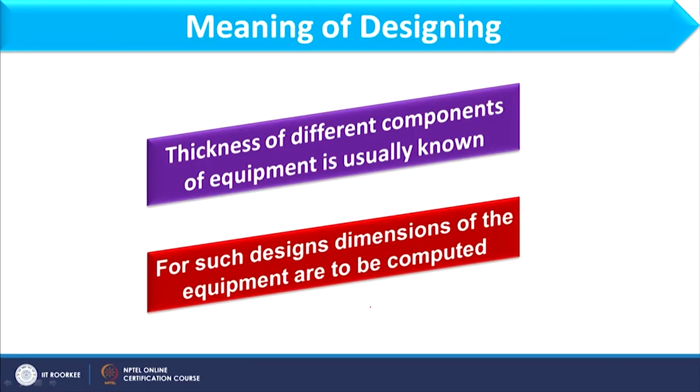So, what is the meaning of designing? The meaning of designing in this course is to decide the dimensions of the equipment and the internal structure of the equipment. In this course I am not focusing on the thickness of different components of the equipment, because this part I have already covered in my another NPTEL course, that is Equipment Design: Mechanical Aspects. So, for this part 1 you can focus on that. However, part 2 I am going to cover in this course only.